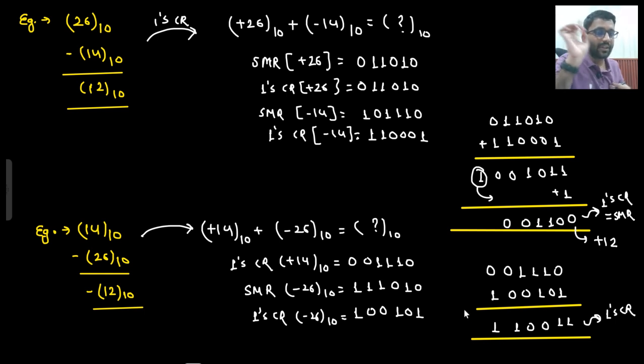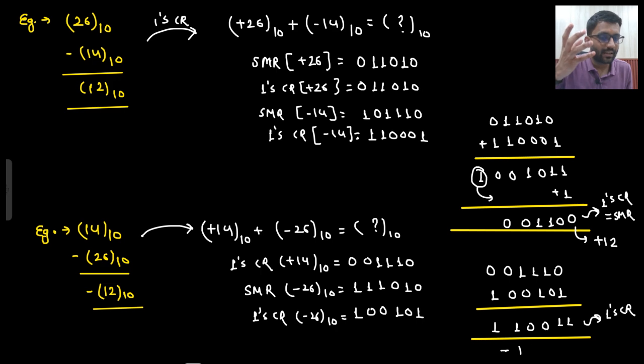This is your answer, but you need to check whose 1's complement that is. If you convert this directly into the number, it would be 1, 2, 4, 8, 16. So 16 plus 3, 19. You are getting minus 19, so you will say that the answer is wrong. The answer will be minus 12.